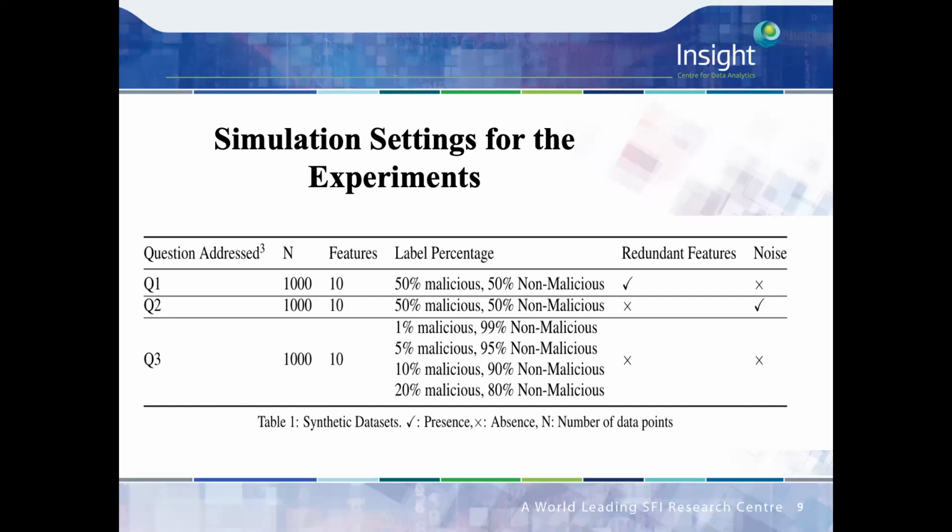And the third question, we try to answer with this setting with imbalanced data: if there is 1% malicious node and 99% non-malicious, and with the setting of 5% malicious, 95% non-malicious, and 10% malicious node, 90% non-malicious, and 20% malicious with 80% non-malicious. So with this setting, we try to evaluate the six models of machine learning.